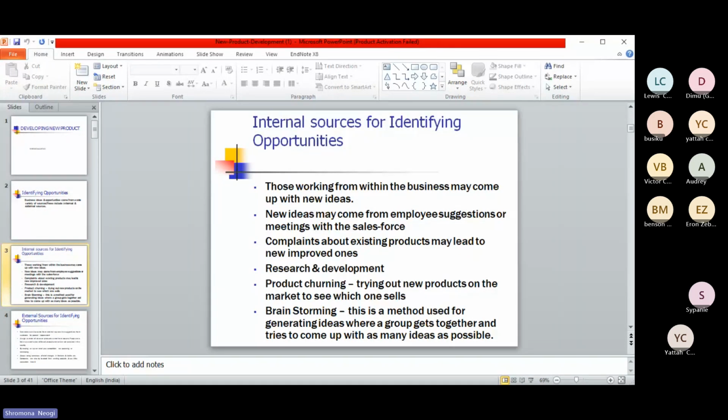Again, of course, brainstorming is a very basic idea to build upon opportunities. People within the organization generally come together, brainstorm, and try to come up with different possible opportunities of what can be developed, what cannot be, what can do well in the market, and what cannot. So the first one in new product development is identifying opportunities internally.